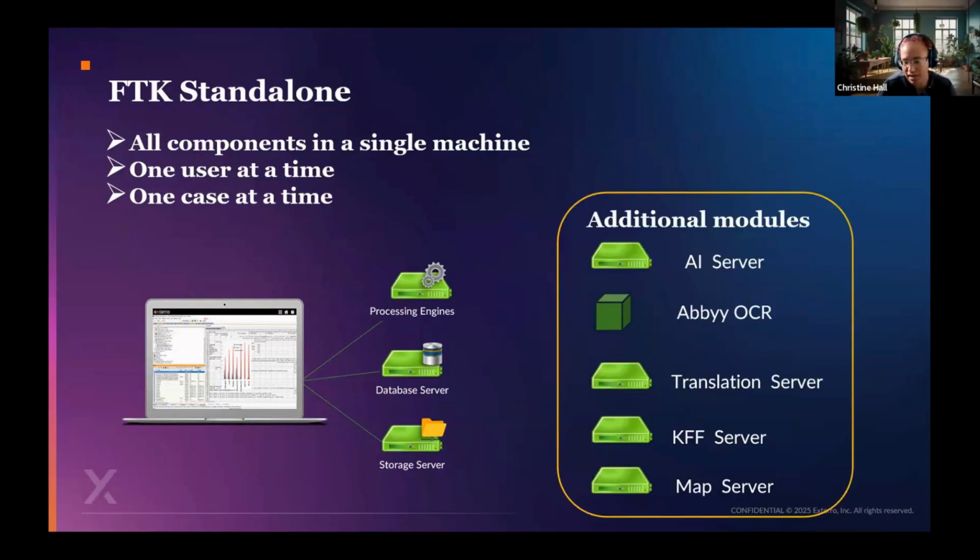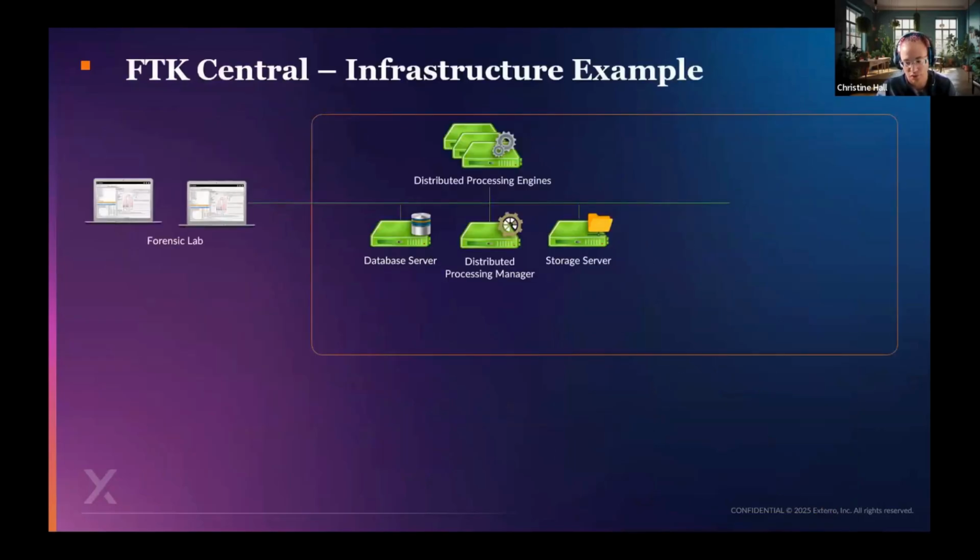So let's just say you're a lab with 3 investigators and you decide to go down the standalone route. You can have a hash set that is shared between those standalone users, or an AI server that's shared between those standalone users. So there are some network resources you can share with standalone, but the actual investigation work is designed to be done in isolation. Whereas FTK Central is more of a collaborative approach. Now, this is the big difference between the two.